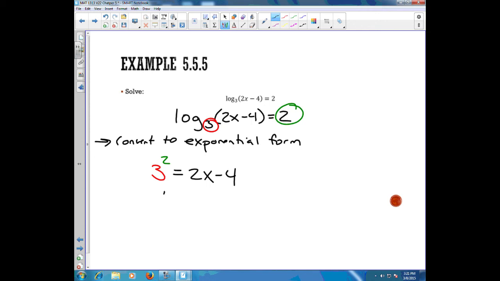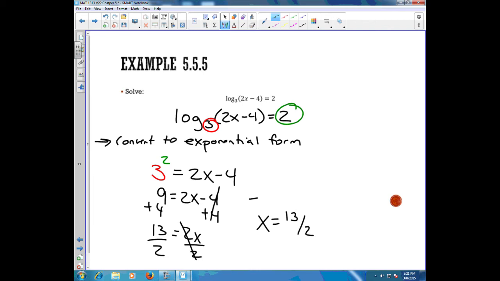Now that we've converted it to exponential form, it's much easier to solve. 3 squared is 9. We can then just add 4 to both sides. We get 2x is equal to 13. And if we divide by 2, we get x equals 13 over 2. So the trick is to write this thing as one logarithm and then convert it to exponential form. So let's try another one.